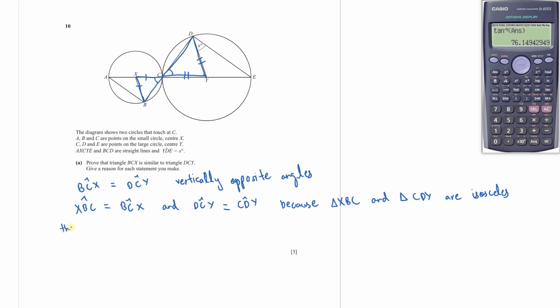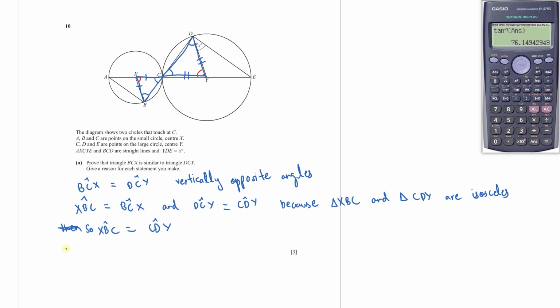So then it means this angle is equal to this angle, and this angle is equal to this angle, and since these two are equal, that means angle XBC, this angle XBC will equal angle CDY. So we have shown that two angles in each of the triangles are equal, so that means the third angle will automatically be equal. So this angle here will be equal to this angle.